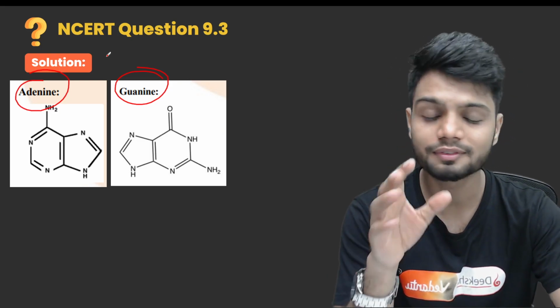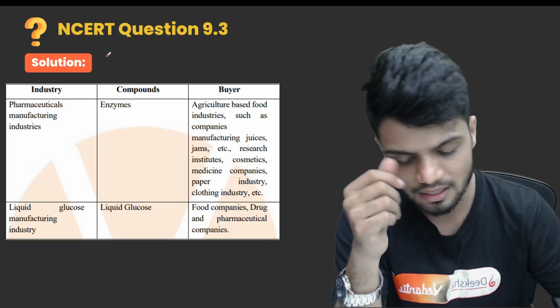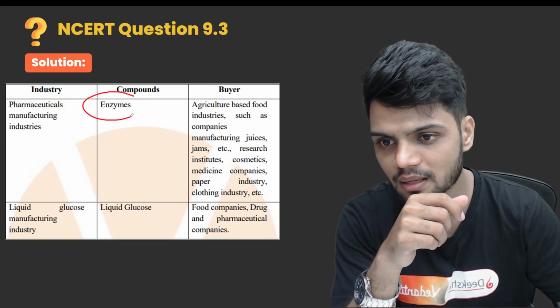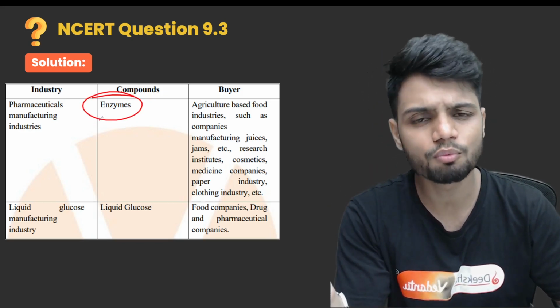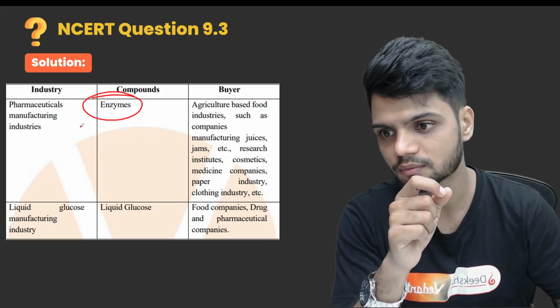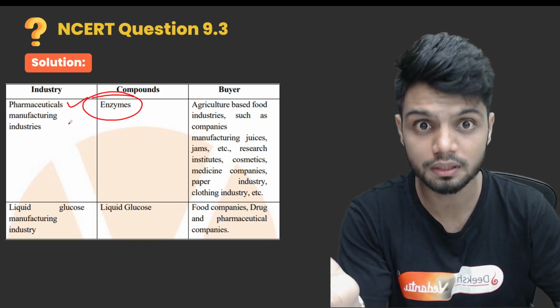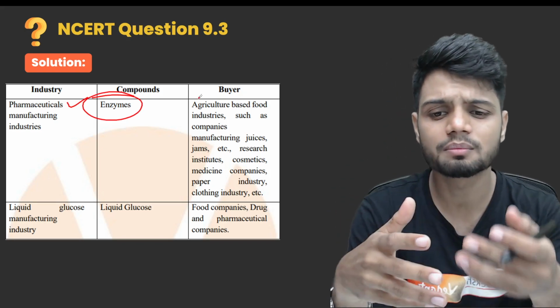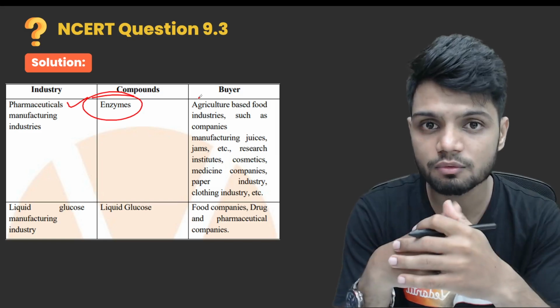Now let's look at the next part of the question: what are the different industries? For example, there are a lot of enzymes, right? Enzymes are basically proteins. Enzymes are a type of protein, but proteins can also be small, and we are talking about small proteins here. Proteins are made in your pharmaceutical industry, for example insulin. Buyers can be agriculture-based industries, food industries, and research industries. You have a lot of companies which are willing to take it.